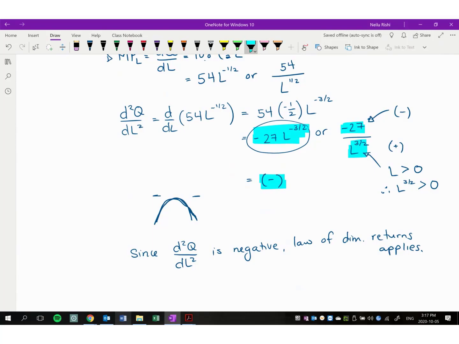The law of diminishing returns applies over the full range of L values. Sometimes the law of diminishing returns only applies for certain production ranges, over the range of L values where the second derivative is negative. But since this is happening everywhere, the law of diminishing returns applies for all from the get-go.